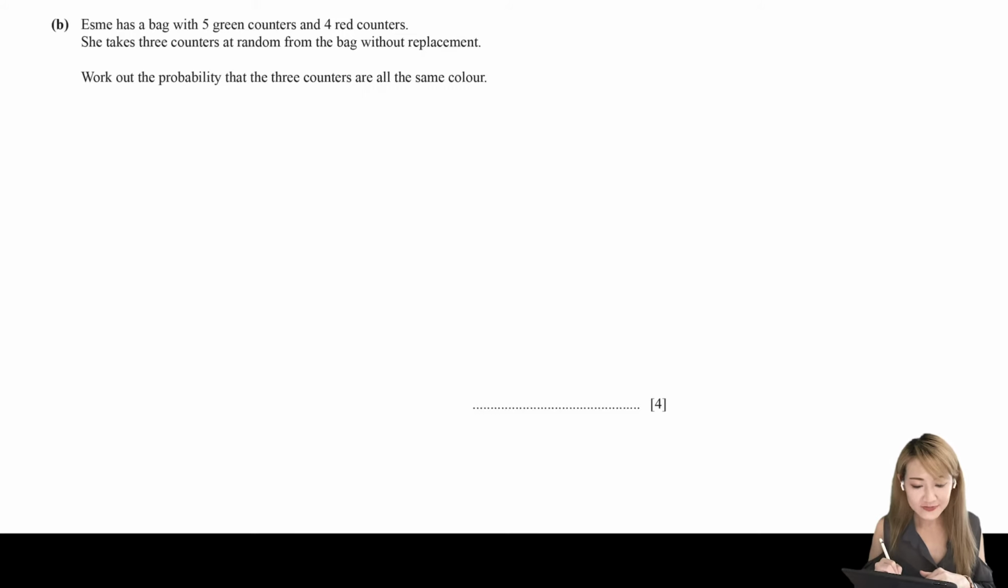B. Esme has a bag with 5 green counters and 4 red counters. She takes 3 counters at random from the bag without replacement. Work out the probability that the 3 counters are all the same color.